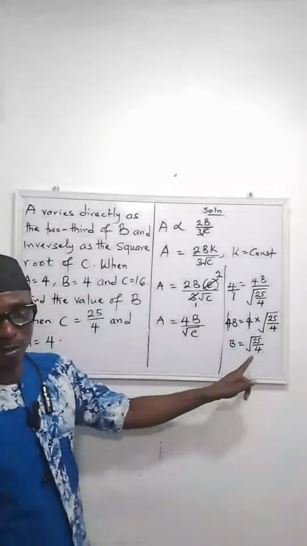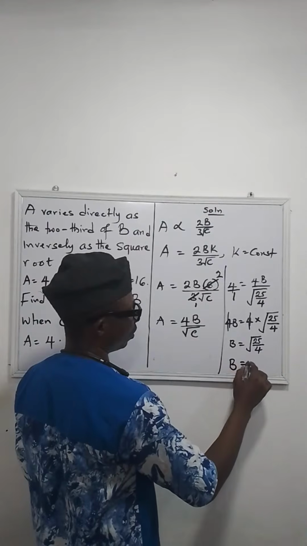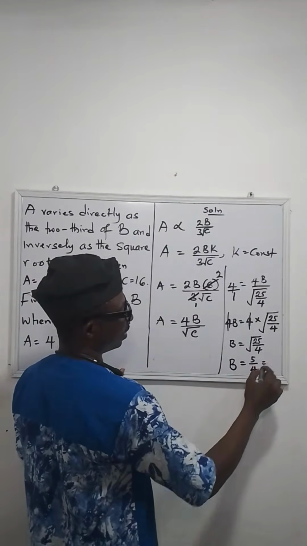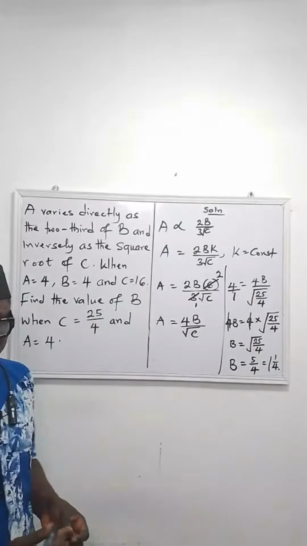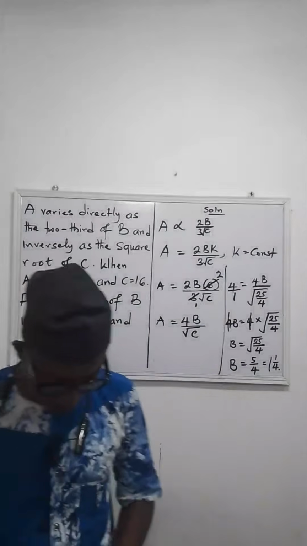So you can find the square root of 25 and 4. So we have B equals what? 5 over 4. And that is the same thing as 1 and 1 over 4. So that is the answer to the problem. I hope every one of us understands that. All right, so thank you.